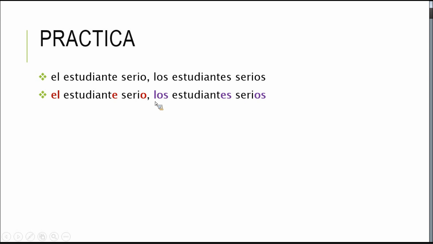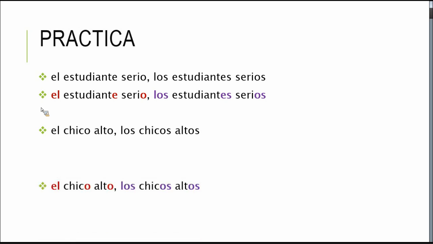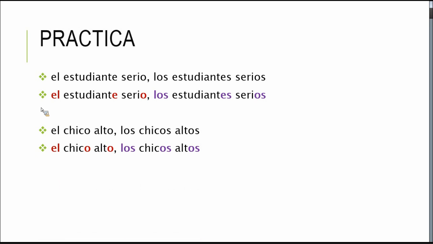Okay, so you won't ever say, for example, los estudiantes serio, because then you don't have the middle one matching. Okay, make sure they match all the way across. Singular all the way across, masculine all the way across, or plural. El chico alto, los chicos altos. Again, the endings are highlighted there for you to see that gender and number matching.